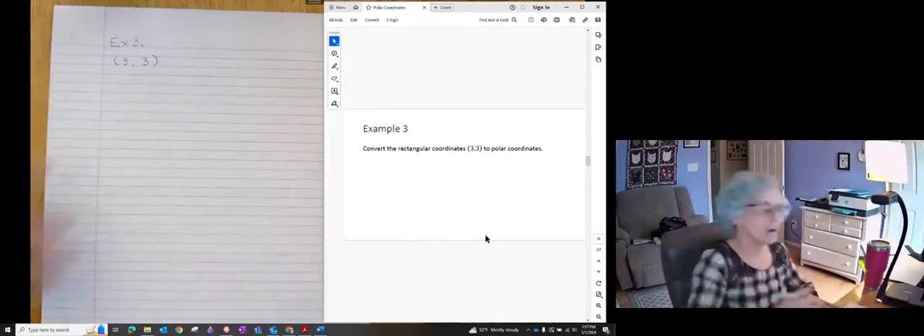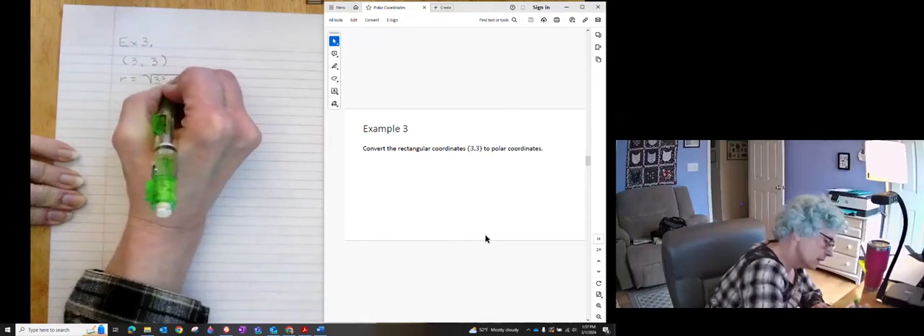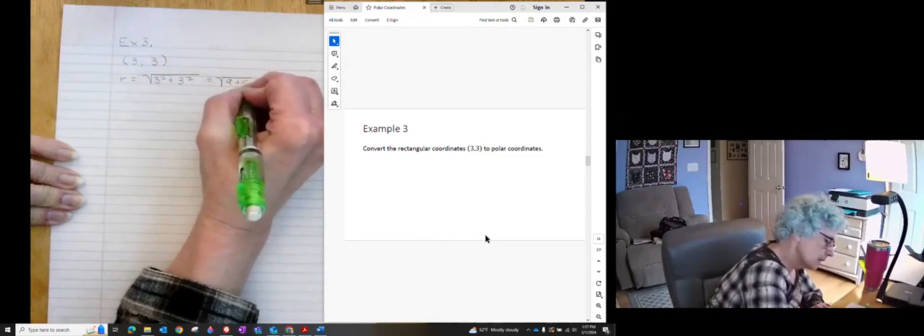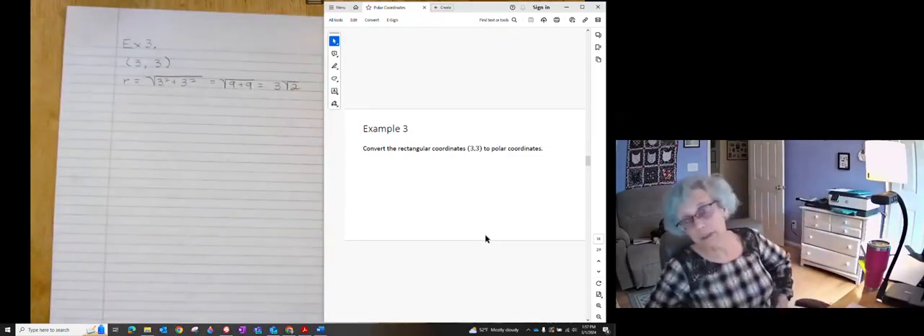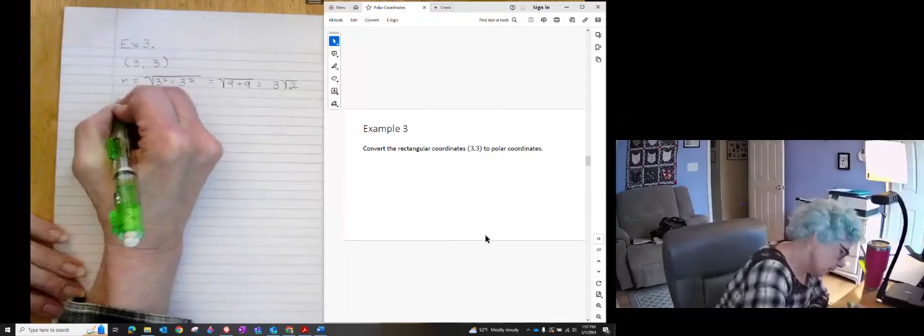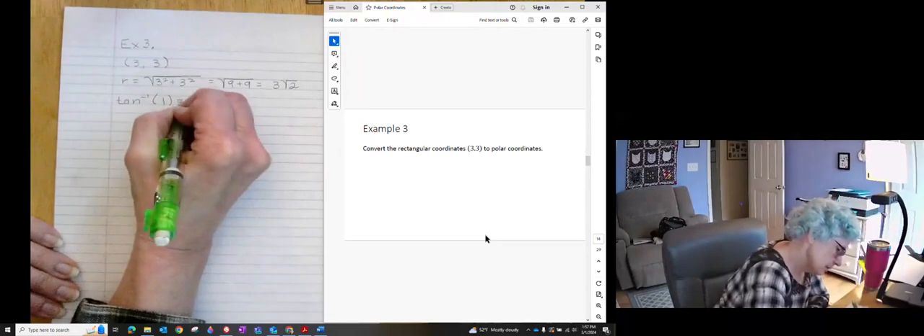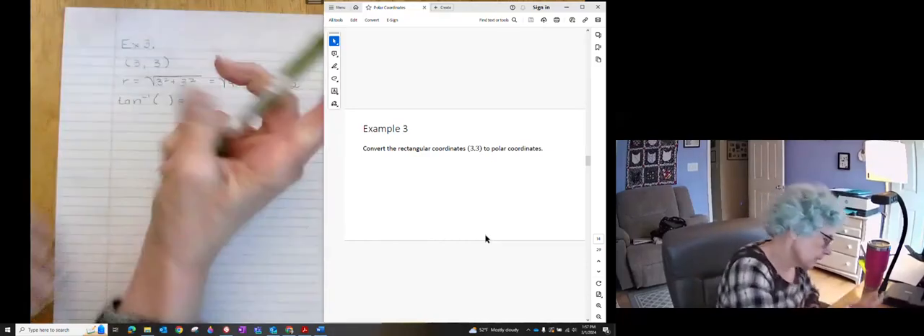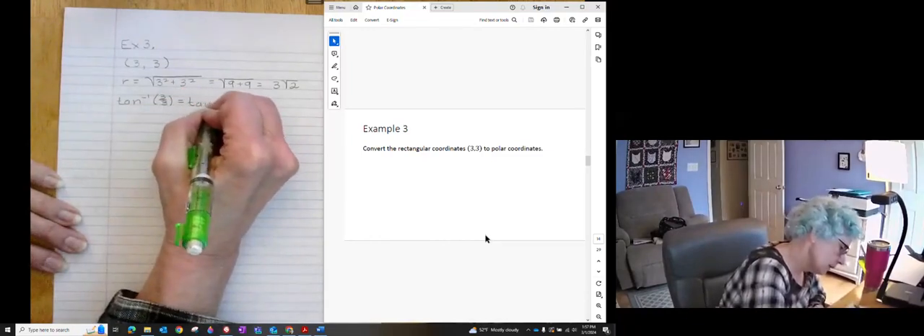So we need an r. R is equal to the square root of 3 squared plus 3 squared, which is the square root of 9 plus 9, which is 3 times the square root of 2. And now we need our theta. Inverse tangent of 1, 3 over 3. So let me go ahead and write it as 3 over 3, so you don't look at this later and say, where the heck did that 1 come from?